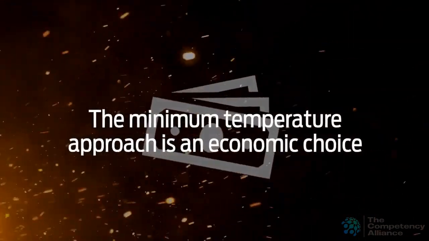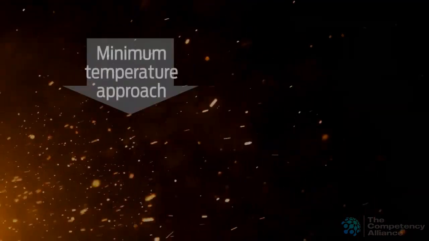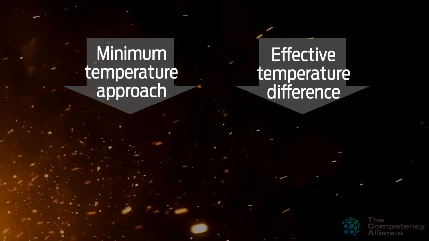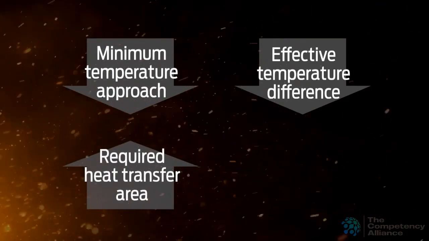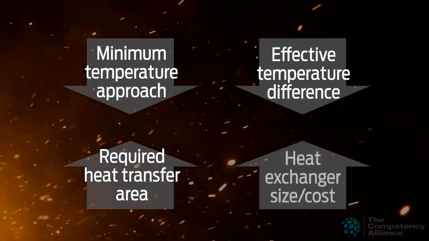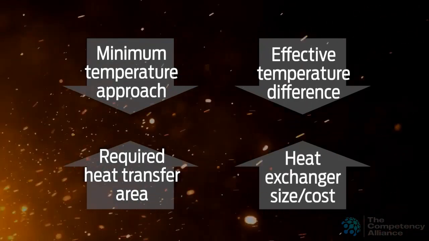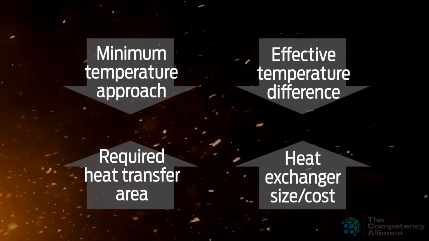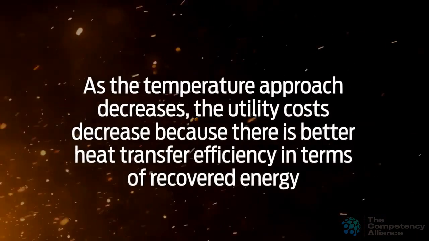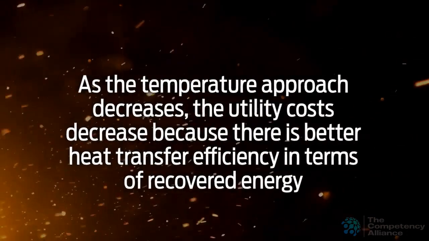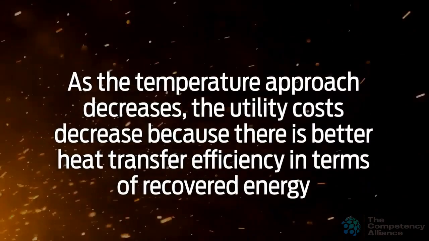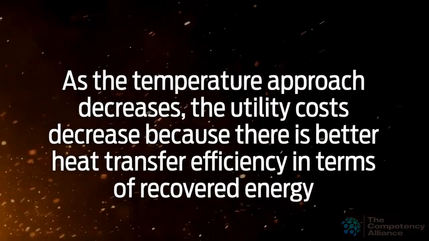The minimum temperature approach is an economic choice. As the minimum temperature approach decreases, the effective temperature difference decreases, and the required heat transfer area increases. As the heat transfer area increases, the size and overall cost of the heat exchanger increase. This increase can be significant as the effective temperature difference approaches zero. However, as the temperature approach decreases, the utility costs, power, and fuel decrease because there is better heat transfer efficiency in terms of recovered energy.